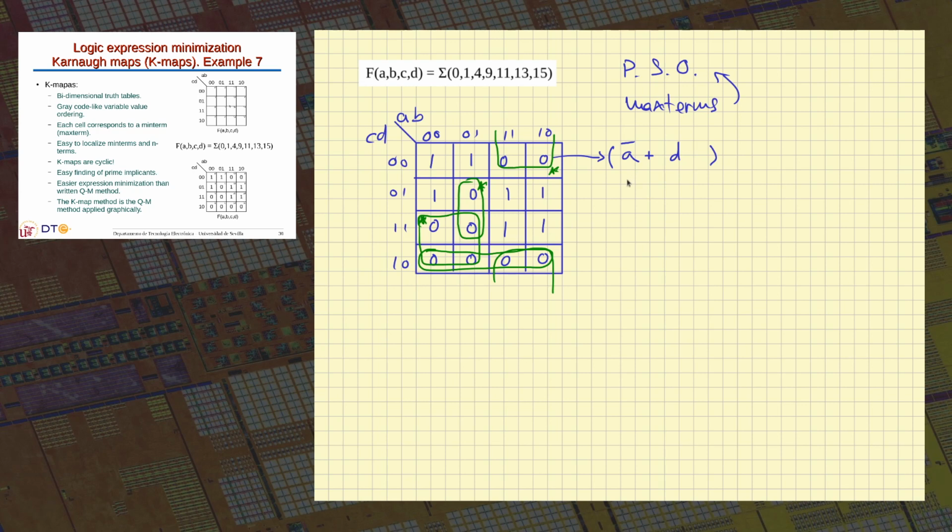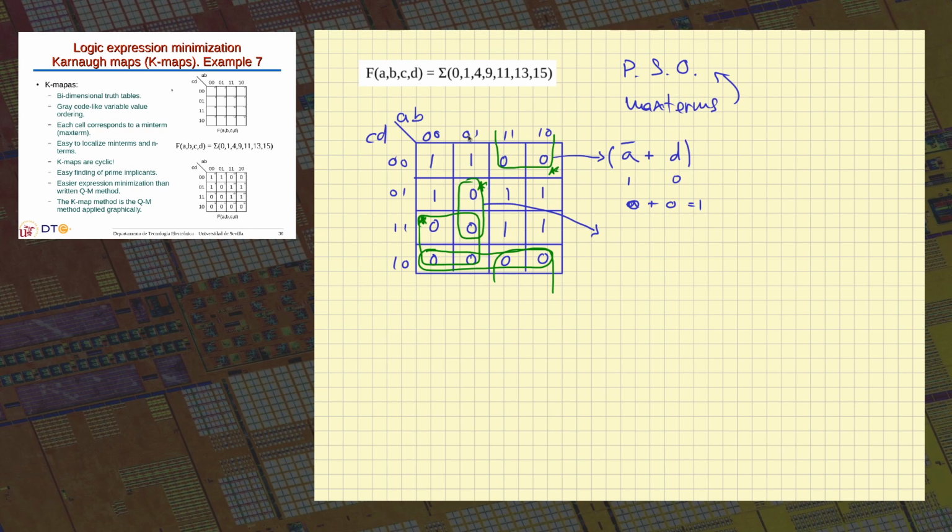If you see when A is 1 and D is 0, it will become 0 plus 0, and the term will be 0. So the difference with the implicants of 1s is that in this case, when the variable is a 1 it will appear complemented in the expression. When the variable is a 0, it will appear not complemented. Okay. So in the same way, I can find which are the corresponding expressions for the other prime implicants.